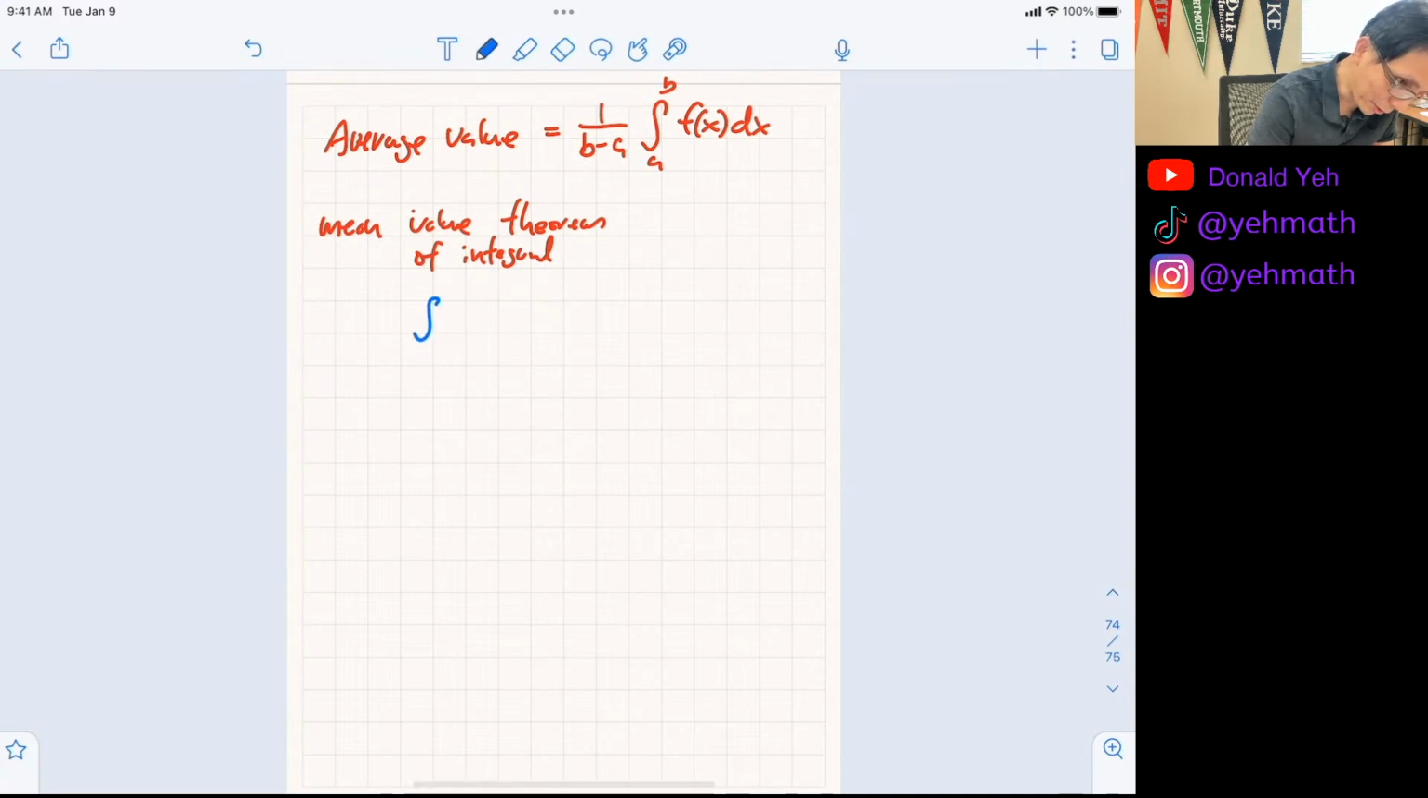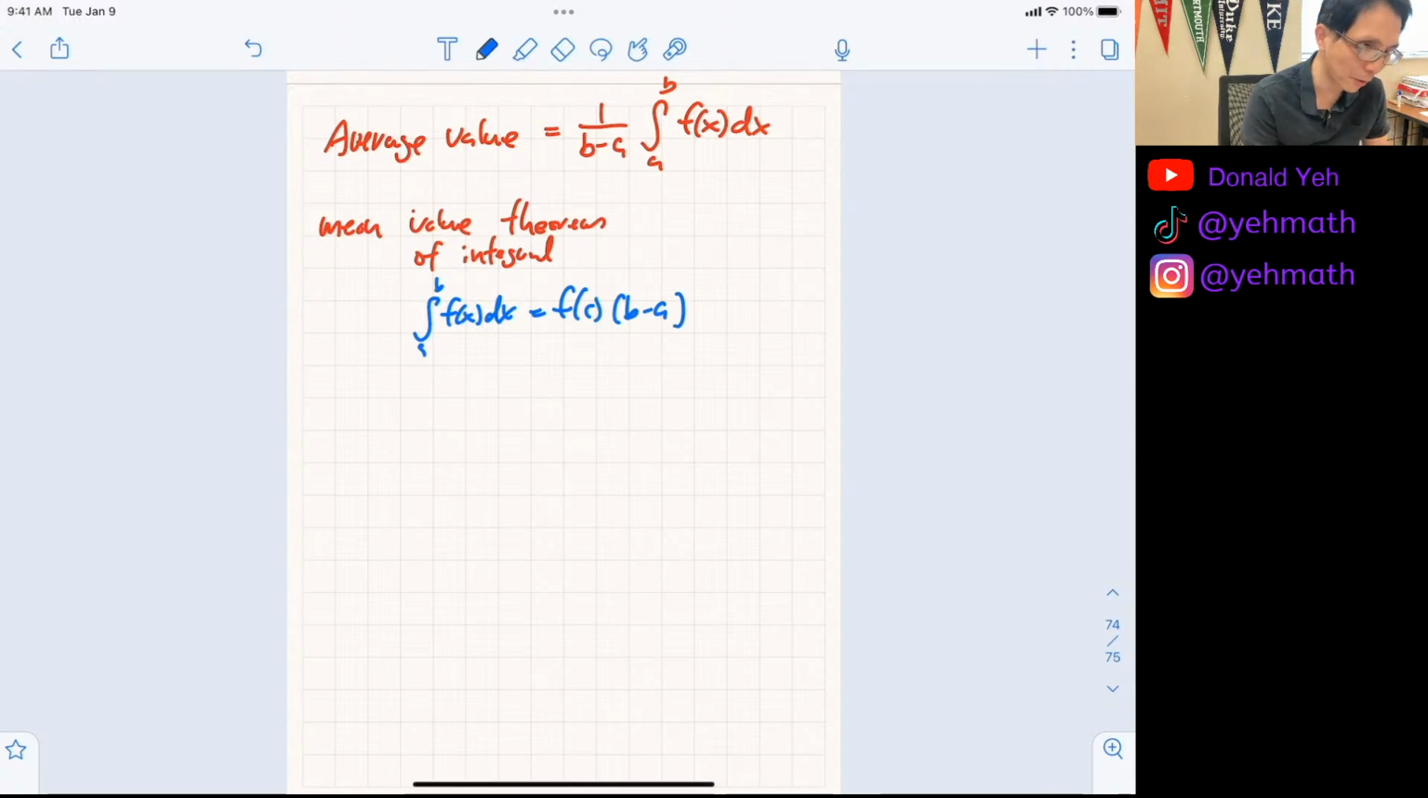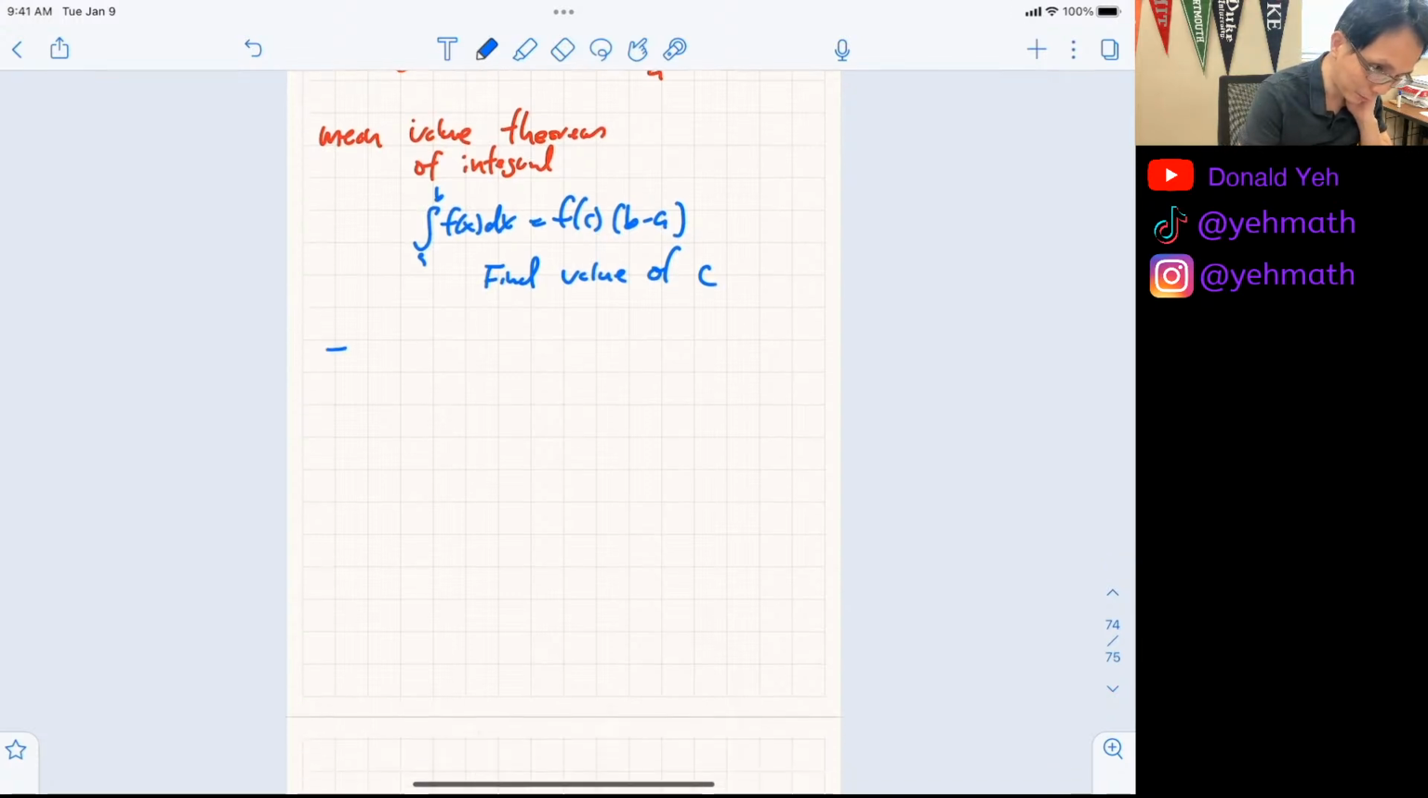So the integral between a and b of f of x dx is equal to f of c times b minus a. And you're gonna look at those two; they are almost identical. It's that mean value theorem for integrals. You are finding the value of c. C is gonna be some type of x value, so you want to find the value of that. So let's talk about the Fundamental Theorem of Calculus.